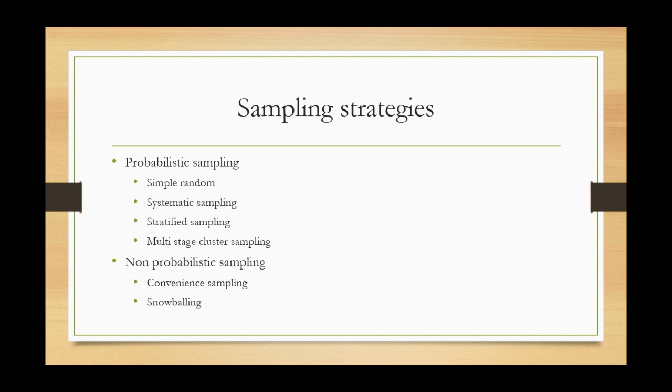Another sampling strategy is what we call stratified sampling. In this type of sampling, researchers divide, or we say stratify, the population on some specific characteristics. For example, you can stratify individuals as males and females. Then you use simple random sampling to select individuals from each stratum, or from each group.